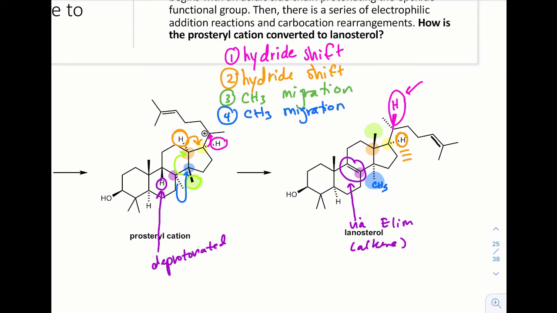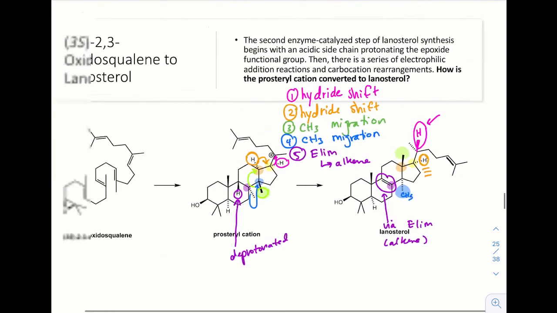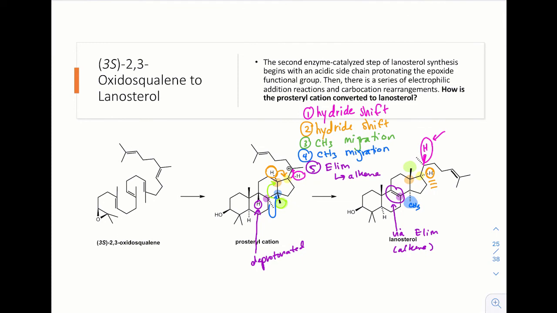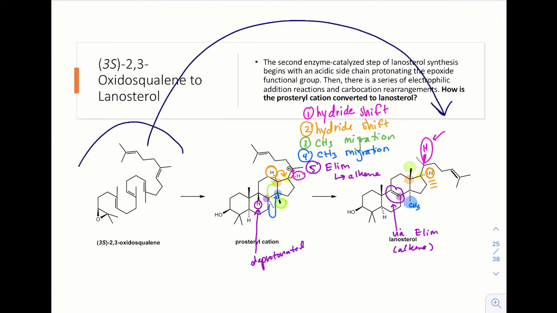That fourth methyl migration, that fourth step, leaves a carbocation here at that purple carbon. And so there will be an elimination, removing this proton to get the alkene. So the last step is elimination, deprotonation, right, to generate the alkene. All right, that's it. Awesome. So let's draw it out in the 3D structures, and then we will know how this amazing enzyme takes 2,3-oxidosqualene all the way to lanosterol by this series of electrophilic additions, cyclizations, and then carbocation rearrangements.